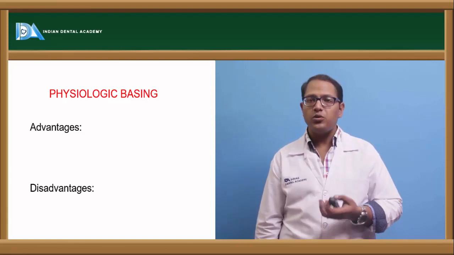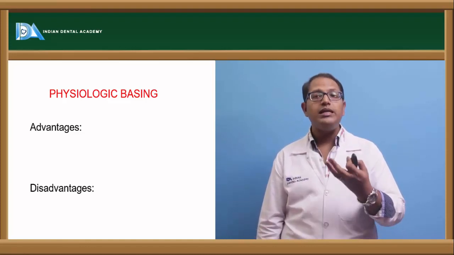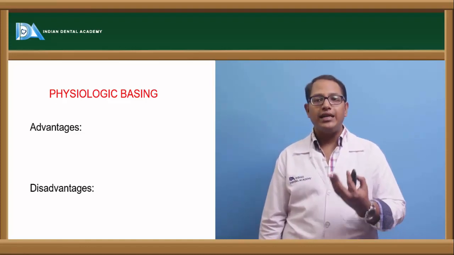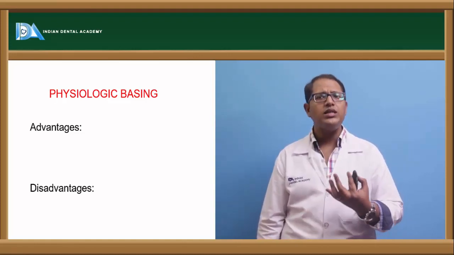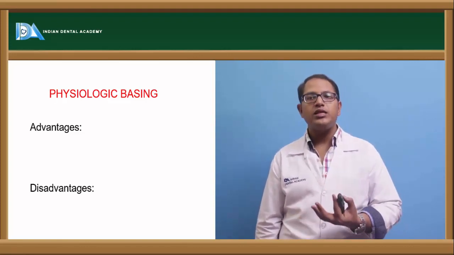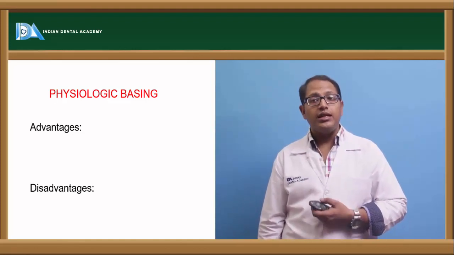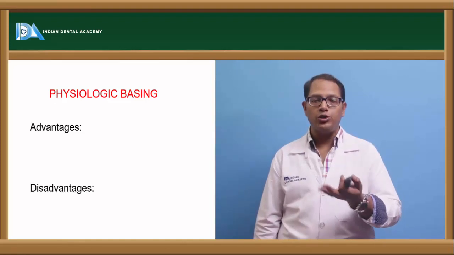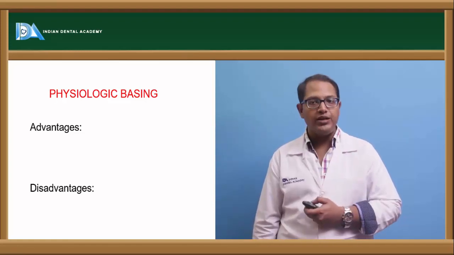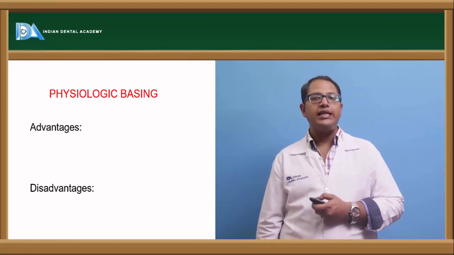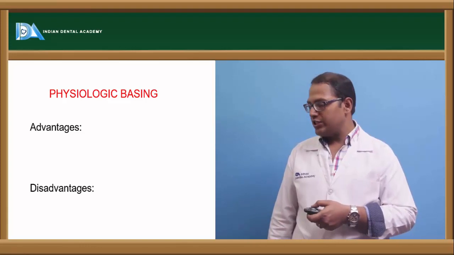Now the advantages were that it was very simple in design, there was good adaptation to the underlying mucosa, minimal direct retention was required, and it decreases the functional stresses on the abutment teeth. Coming to the disadvantages, the tissues are always in a state of compression. It increases the rate of resorption of the ridge. The denture teeth are always slightly above the plane of occlusion, and it also causes instability of the denture because the plane of occlusion is hampered. It does not provide any stability against lateral forces. So those were all the disadvantages of physiologic basing.